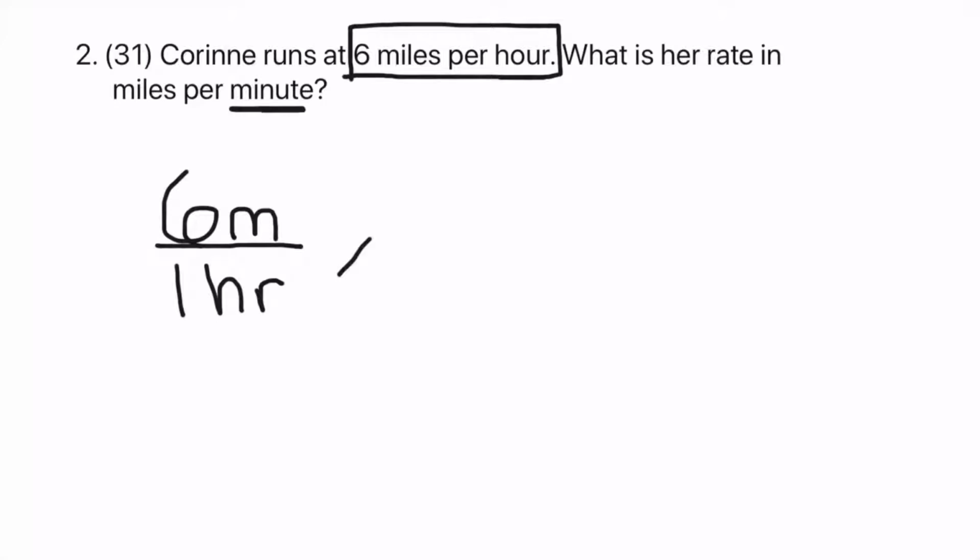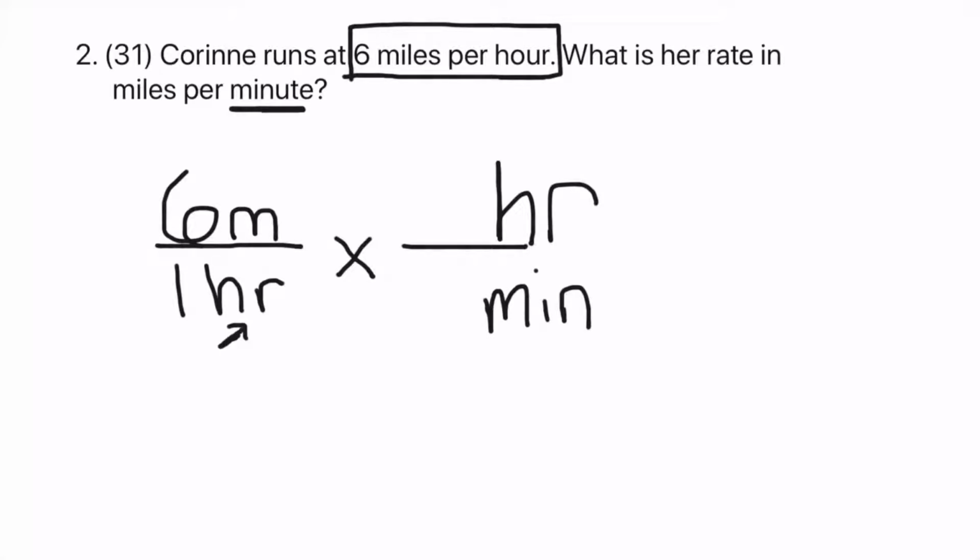And now here comes our unit multiplier. We're trying to go from hours to minutes, so we want to make sure our hours cancel out. So since hours is on the bottom over here, we want it to be on the top over here so that they will cross cancel. And that means minutes will go on the bottom. And the unit multiplier is where we write the relationship between hours and minutes. We know 1 hour is equal to 60 minutes.